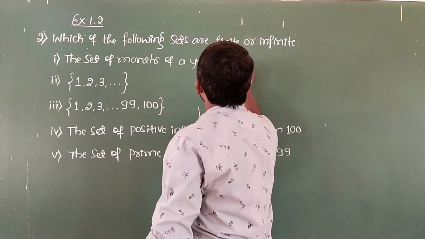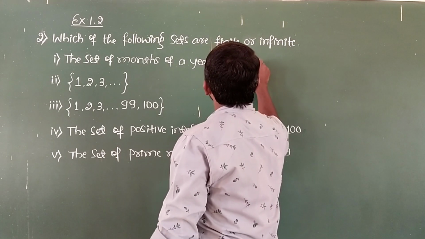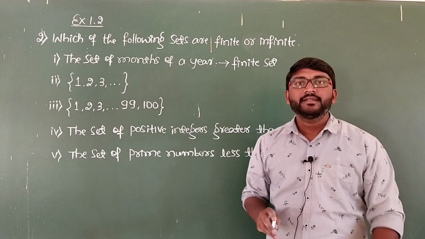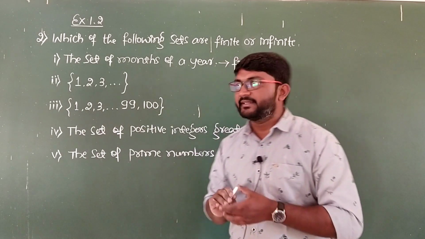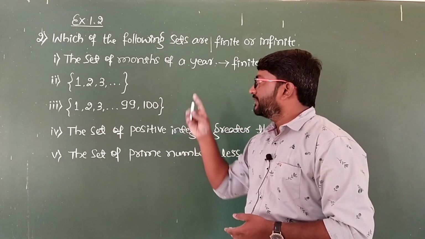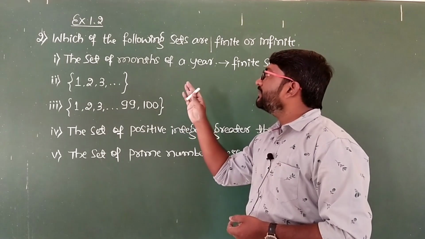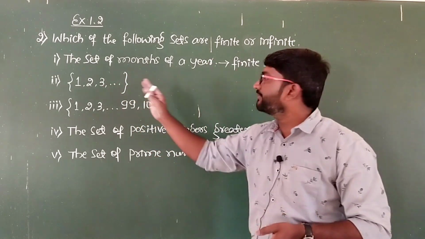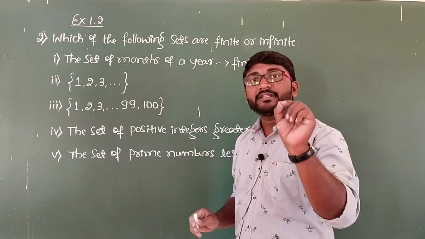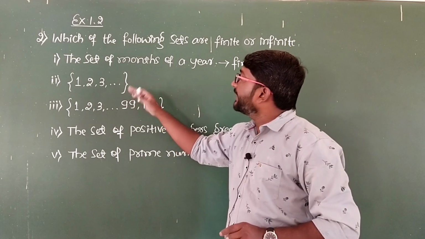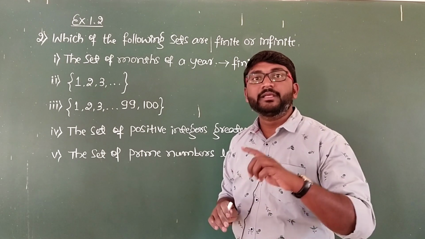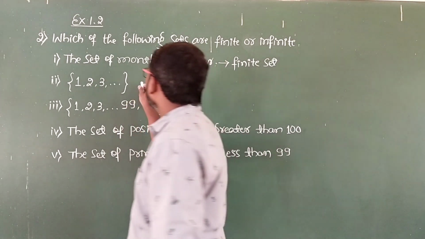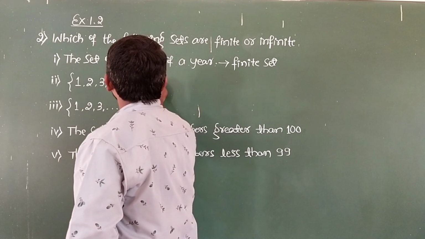It is a finite set because this set has a definite number of elements. Now take up the second one: 1, 2, 3, and so on, the set of natural numbers. You don't know where it ends. That means this has indefinite number of elements, or infinite number of elements, or uncountable number of elements. That is why it is an infinite set.